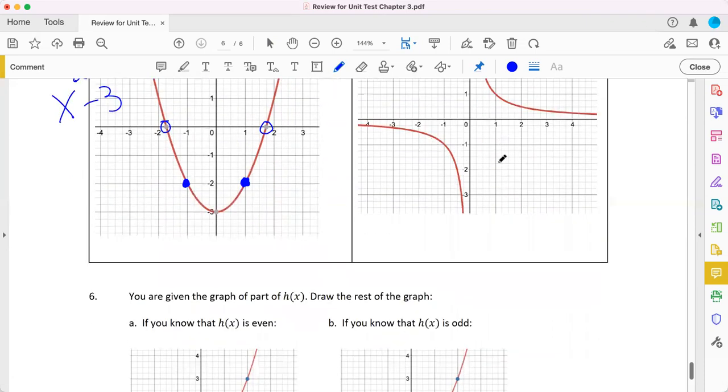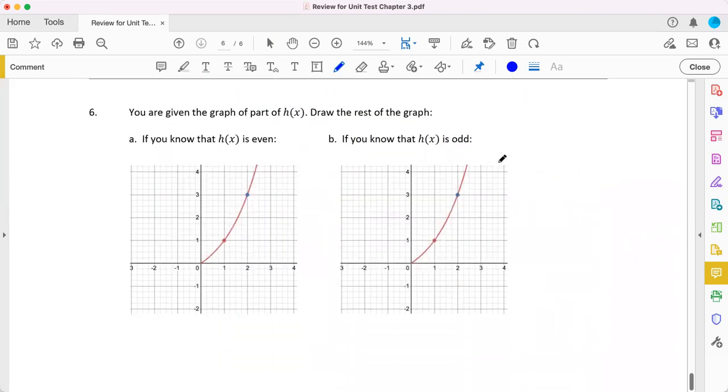I'm going to skip D. I don't feel like doing much more. If this is even, negative 1 should go to 1. Negative 2 should go to 3. And it should behave like a quadratic. You know, of course, hitting the points.